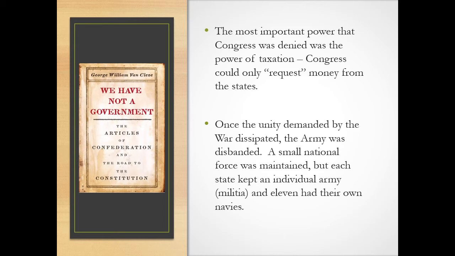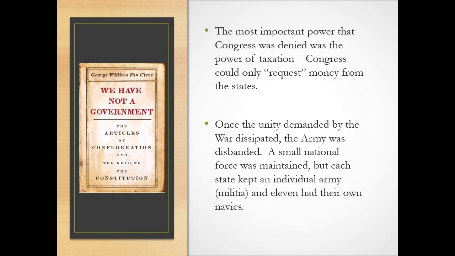And then I would argue that once the unity demanded by the Revolutionary War dissipated, and the army disbanded, there was a small national force that was maintained, but because there wasn't a cohesive central authority to drive or direct them, the army devolved into state militias. So there were 13 individual state militias, 13 individual state armies, and 11 distinct separate state navies. So this is the Articles of Confederation.